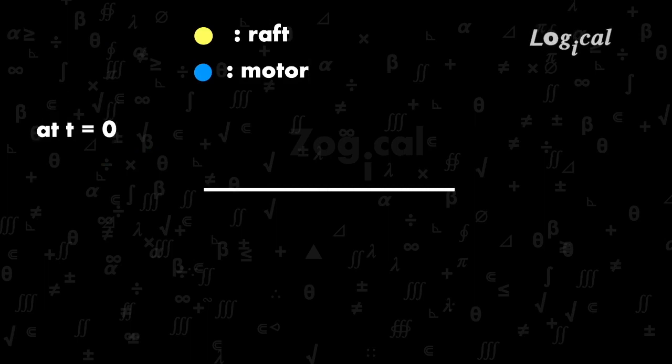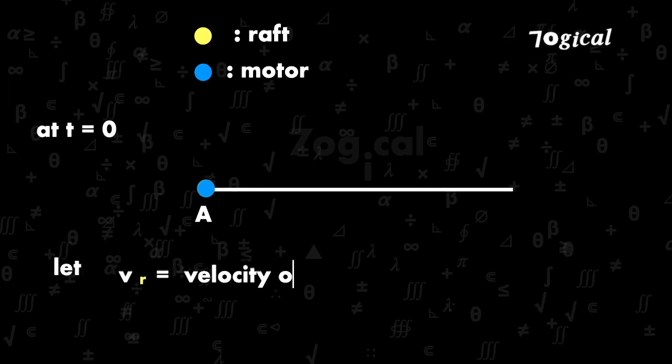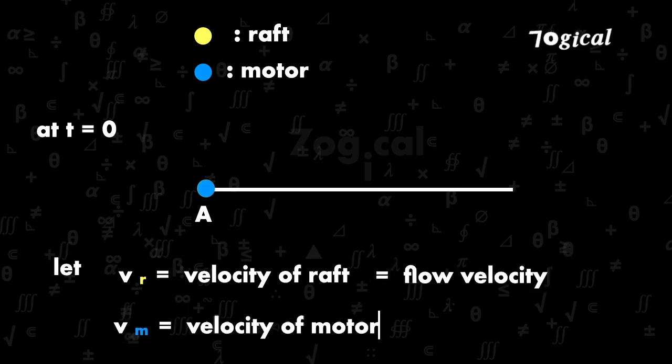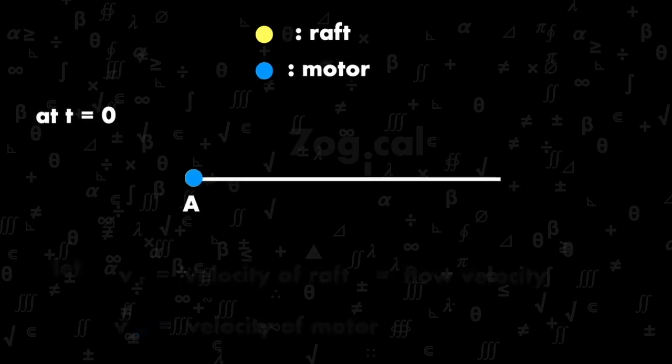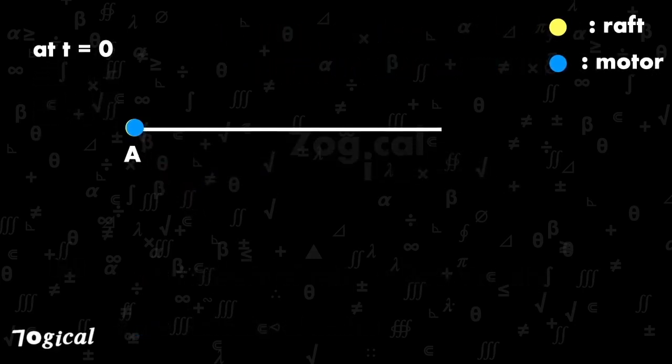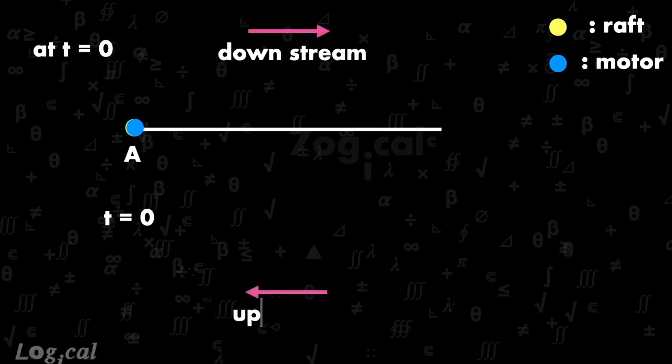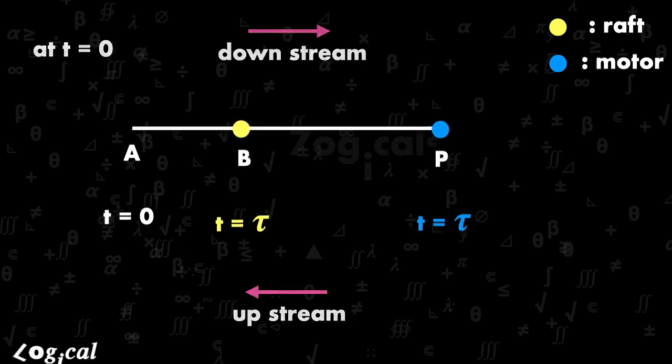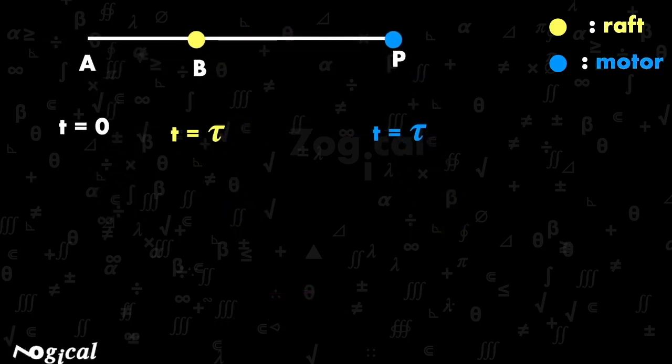At t is equal to 0, raft and motor both are at point A. Let Vr is equal to velocity of raft, which is equal to flow velocity, and Vm is equal to velocity of motor. This is downstream and this is upstream. And at t is equal to tau, raft is at point B and motor is at point P.